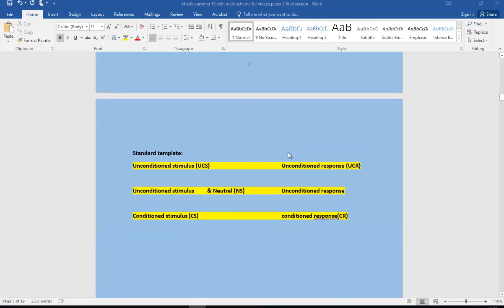So if we look at our standard template, always worth jotting this down but making sure you're accurate. It's unconditioned stimulus to begin with, leads to unconditioned response. Unconditioned stimulus plus that neutral stimulus, unconditioned response, and conditioned stimulus at the end, then after a few pairings or sometimes just one pairing, becomes the conditioned response.